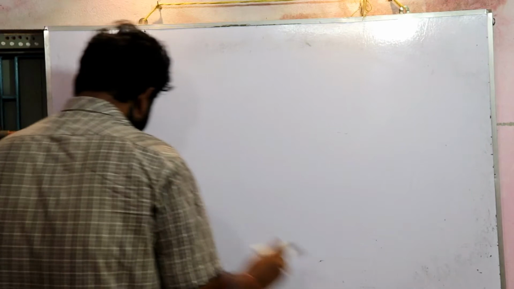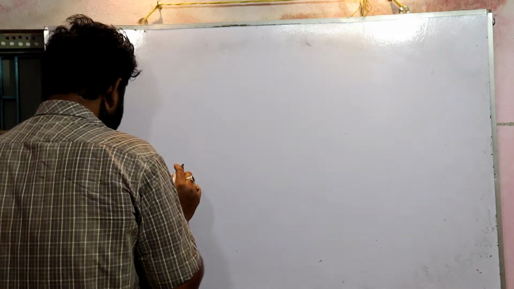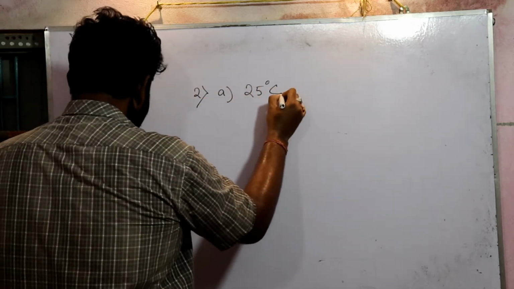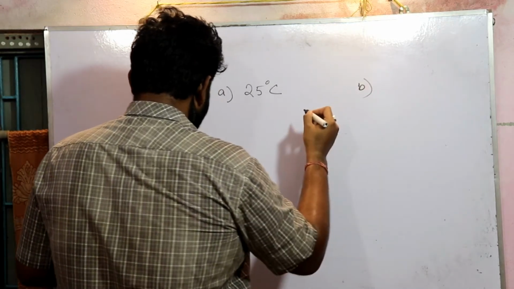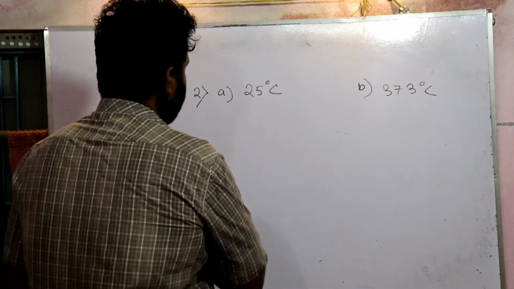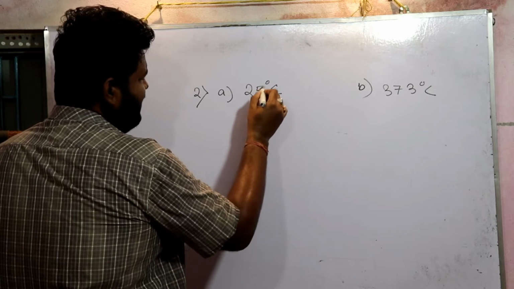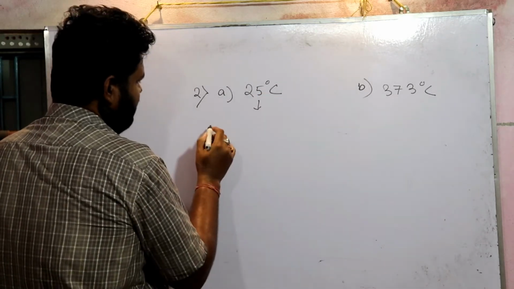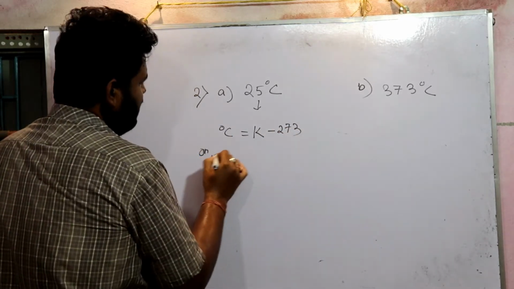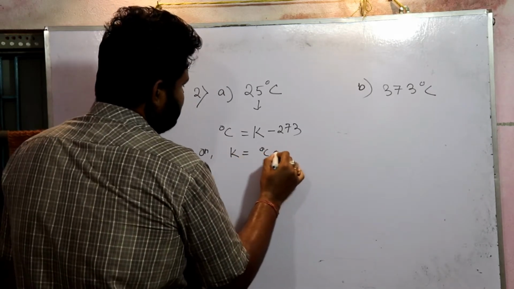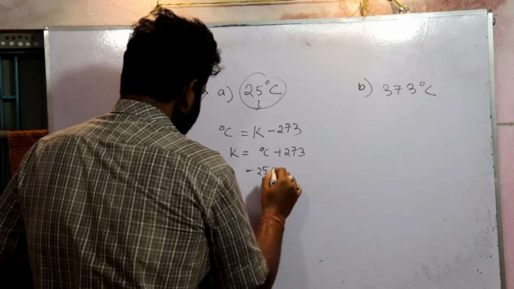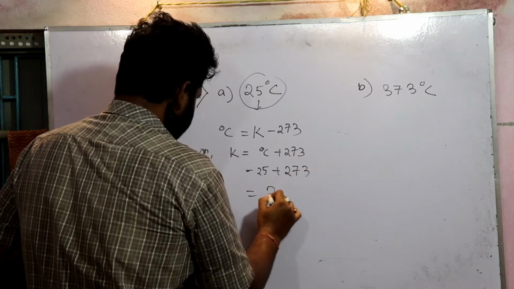In question number 2, it is to convert the following temperatures into the Kelvin scale. 2a, 25 degree centigrade, and b, 373 degree centigrade. No problem with that. The temperatures are given in degree centigrade and we have to convert them into Kelvin, and we know Kelvin is equal to degree centigrade plus 273. In the first part, 25 degree centigrade is given, so 25 plus 273, that is 298 Kelvin.